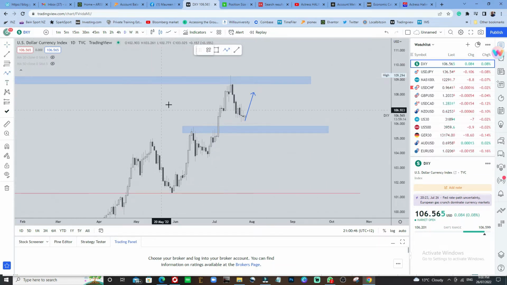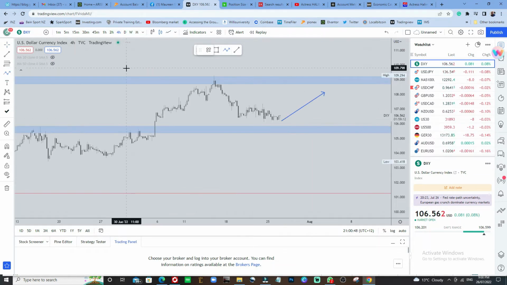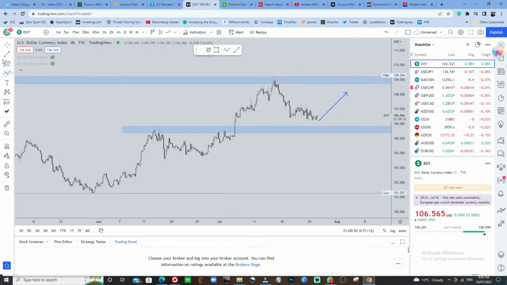This is a 1 day time frame. Let's put it on the 4 hour time frame. You can see it come down here, break through here. You see it went up, retested again. It's retesting this point, and I expect it to push to the upside. So the US dollar is just beginning.